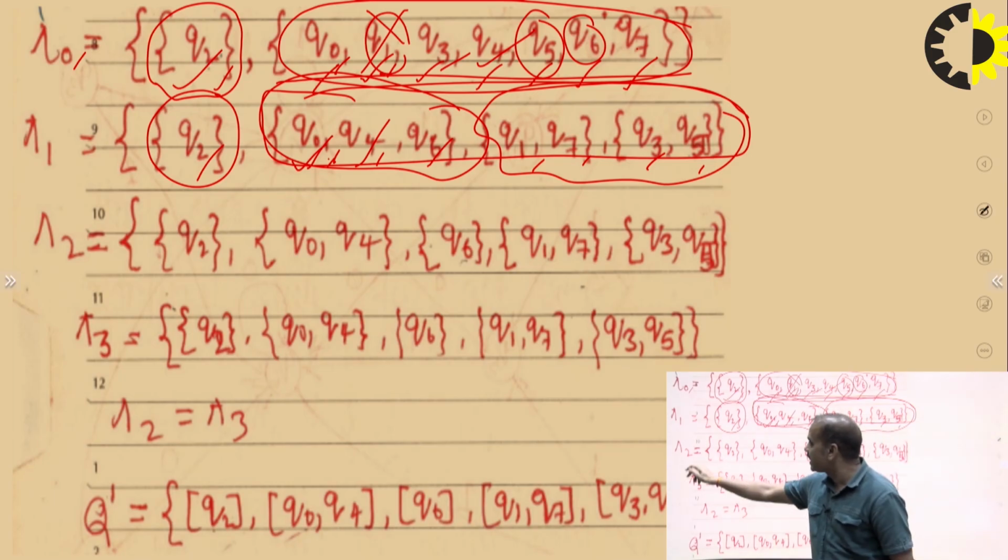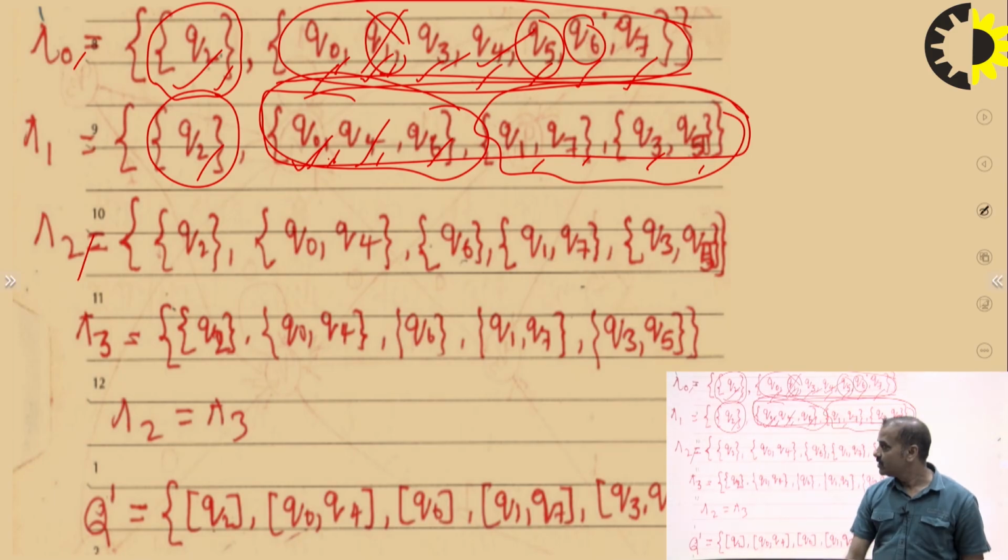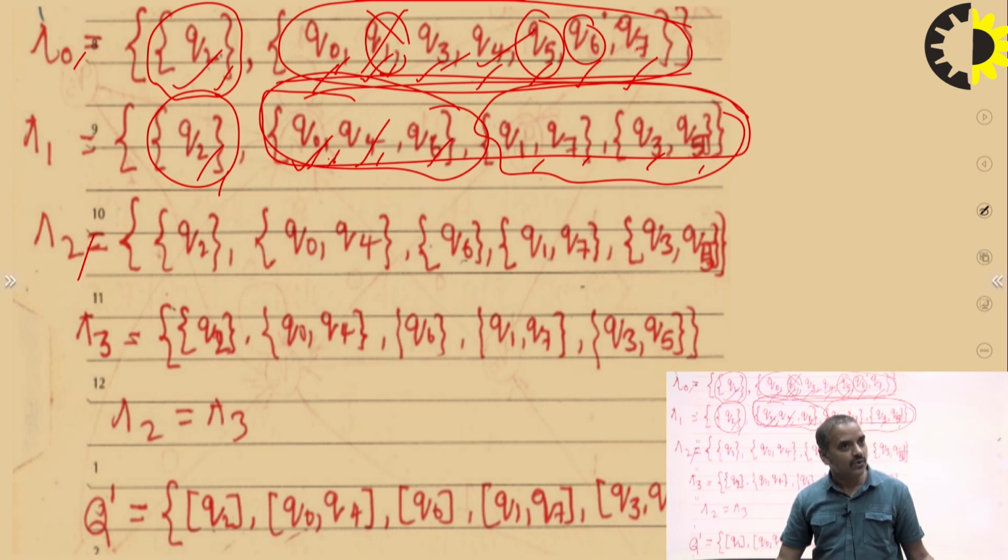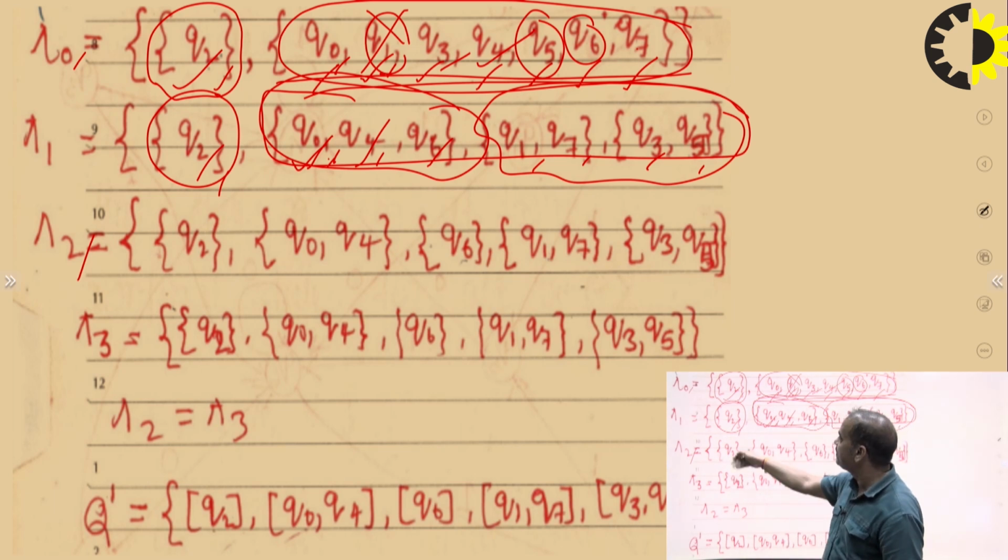Same, we now write pi 2. Q2 is the single state, so there is no worry about it. We copy the same state Q2.